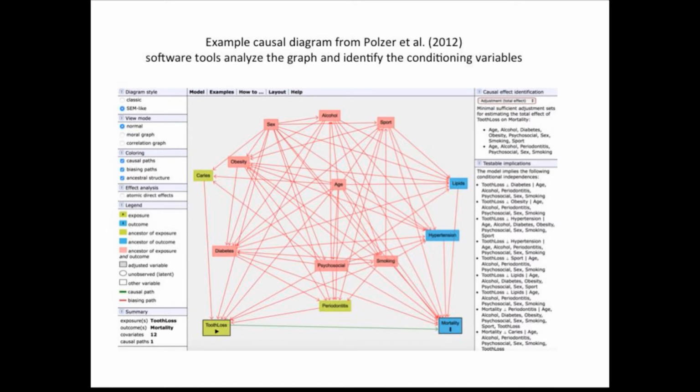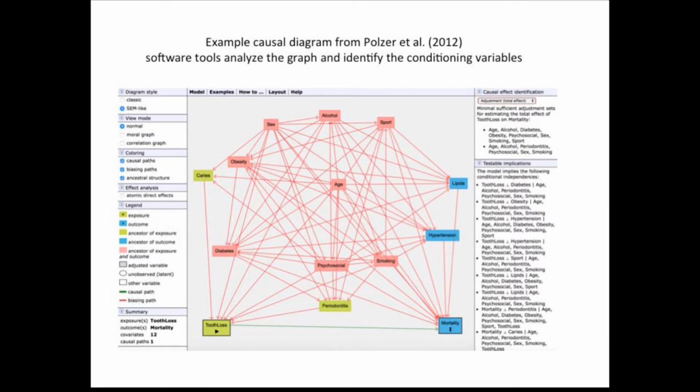So everybody's looking at this like, what is that? So this is one of the pre-loaded examples on the website from a paper by Polzer et al. And what they were trying to estimate was the relationship between tooth loss and mortality. So how does losing a tooth change your risk of dying? Not association, but causation. What is the causal effect of losing a tooth on your risk of dying?